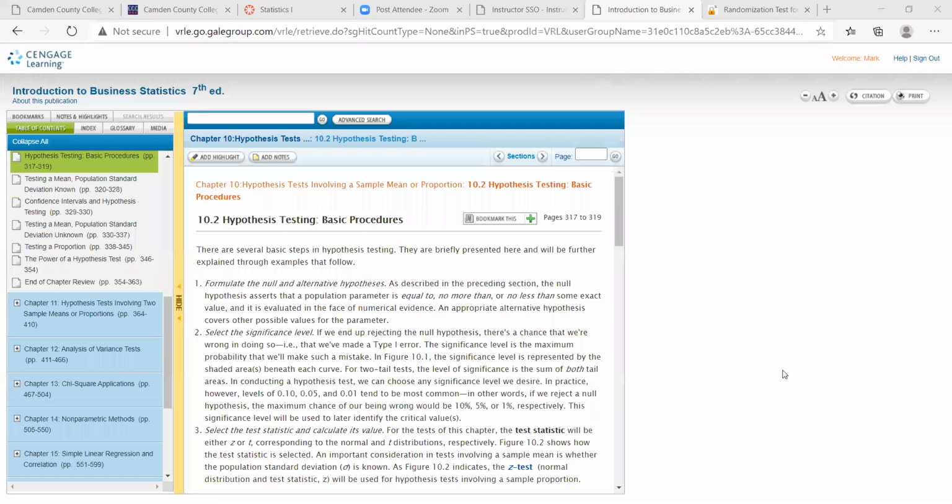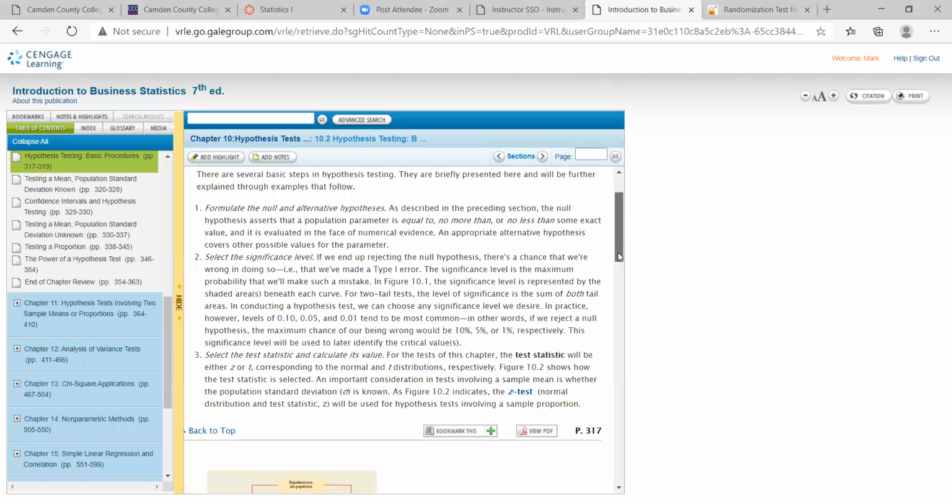All right. Now, in general, hypothesis testing involves the following steps. You're going to formulate your null and alternative hypothesis from reading the problem. We'll see how we do that. You're going to select the significance level, which will be given to you in the problem. So that's really not selecting it, you're going to be using it. Number 3, you're going to calculate what's called a test statistic. It's either going to be a Z or a T.